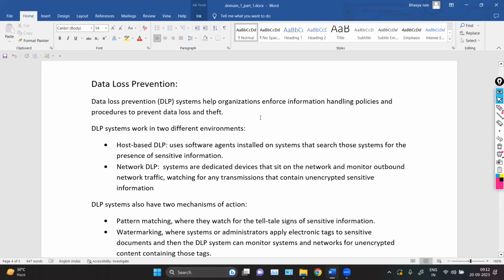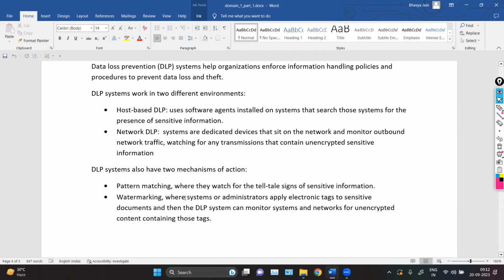So we are preventing data loss, data leaks or data breaches. That is known as data loss prevention. It is all about taking initiatives to protect our data from data breaches. So how does this work? DLP systems work in two different environments: first, host based, and second, network based. Host based is logical, and network based is physical.